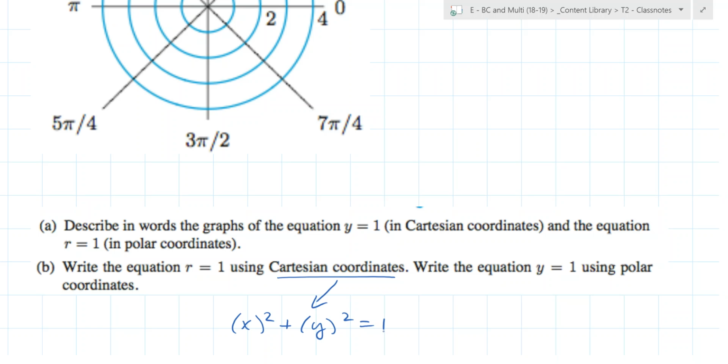Yeah. Okay, so here's another fun one. Try this one for me. y equals 1. Write that in polar coordinates for me. r is equal to cosecant theta. Sound good?